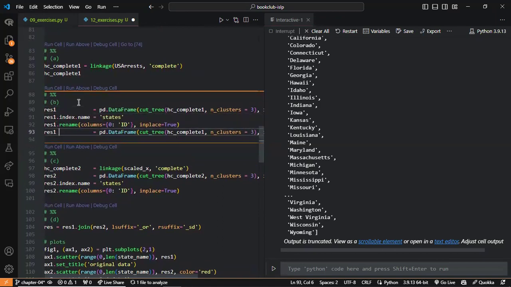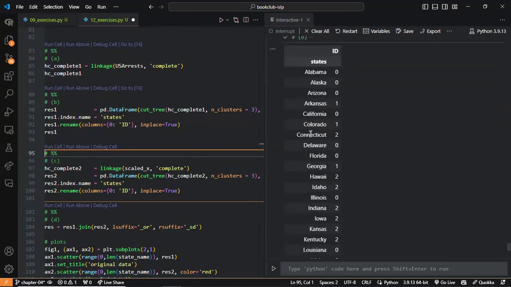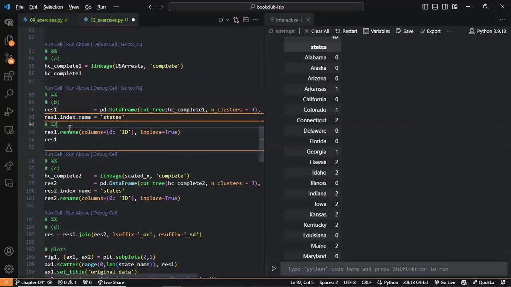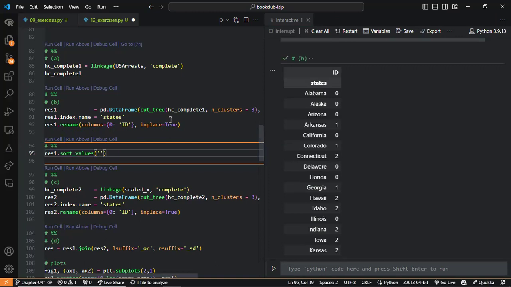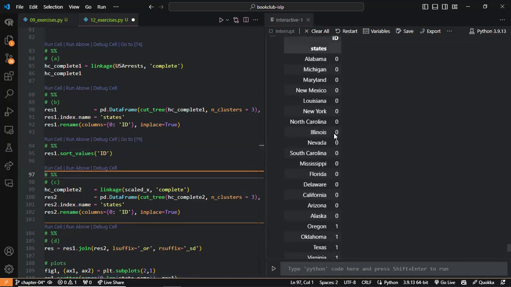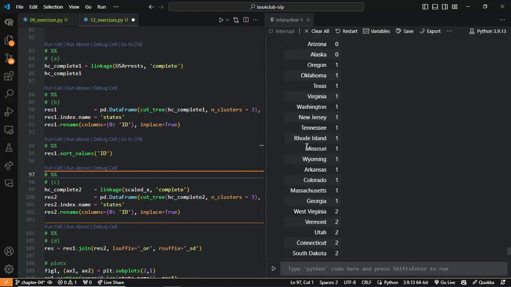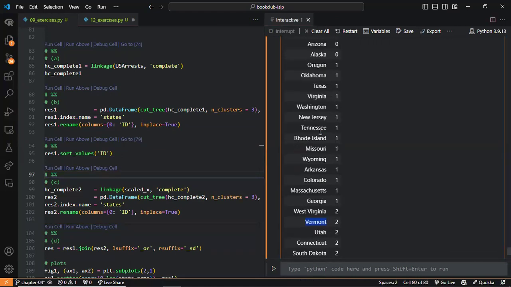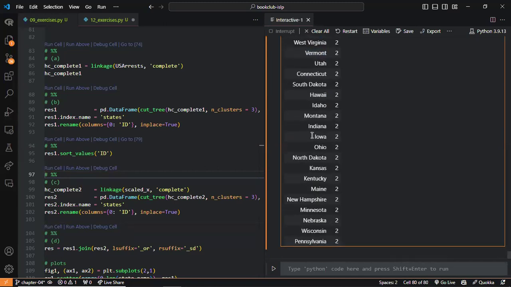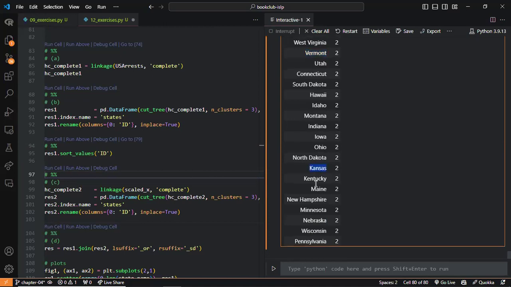Yeah, so let's take a look. Well, to have a better view, maybe let's sort them by ID, to see which cluster they have been assigned to. So for example, Alabama, Michigan, Maryland, all of these go to cluster zero. To cluster one, something like Texas, Washington, Colorado. And for the last cluster generated, something like Vermont, Kansas, and Pennsylvania.